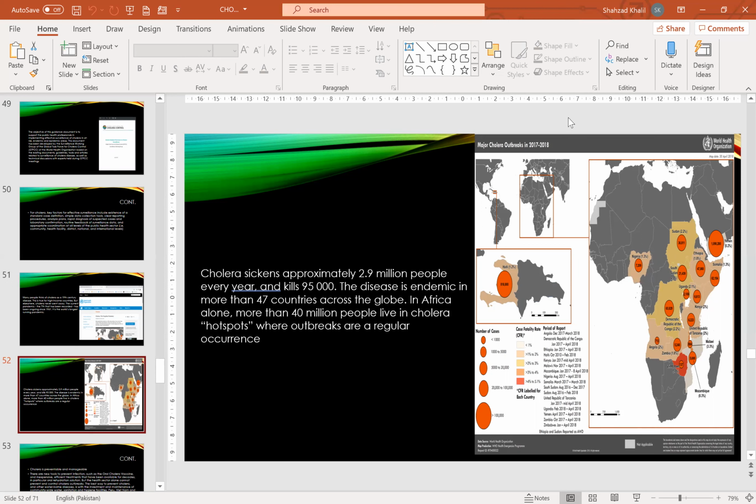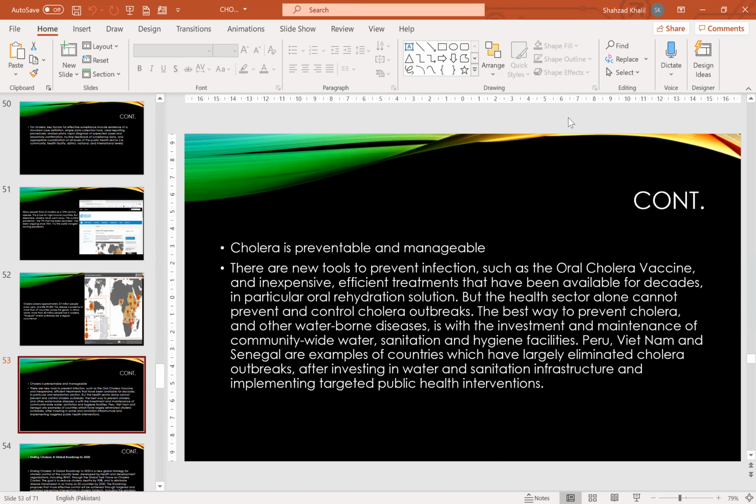You can see it in the graph as well, in this picture. Then, cholera is preventable and manageable. There are new tools to prevent infections, such as oral cholera vaccine, and inexpensive, efficient treatment that has been available for decades, in particular oral rehydration solution. But the health sector alone cannot prevent and control cholera outbreaks. The best way to prevent cholera and other waterborne disease is with the investment and maintenance of community-wide water, sanitation and hygiene facilities. Peru, Vietnam, and Senegal are examples of countries which have largely eliminated cholera outbreaks after investing in water and sanitation infrastructure and implementing targeted public health interventions.